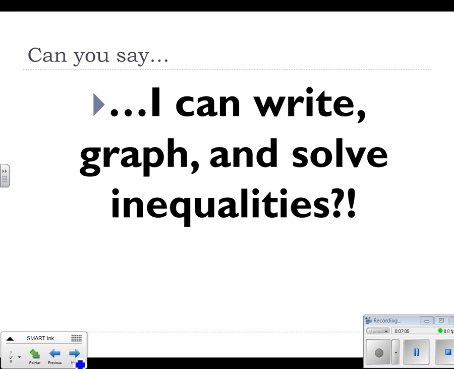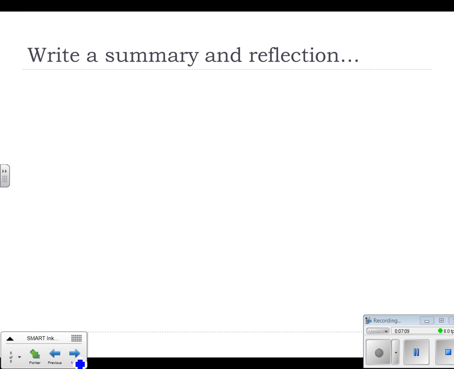Can you say, I can write, graph, and solve inequalities? Write a summary and reflection and be prepared for the work time in class tomorrow.